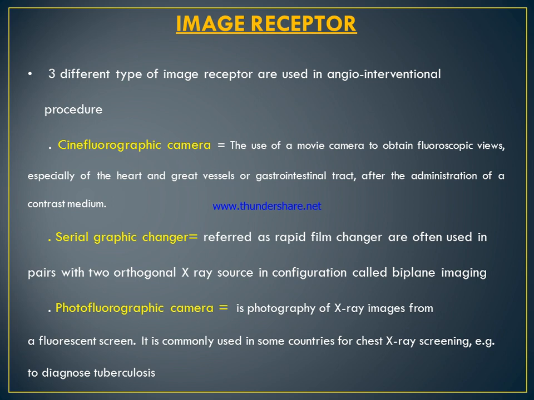Cine fluorographic cameras use a movie camera to obtain fluoroscopic views, especially for the heart and great vessels or the GIT after administration of contrast media. In the serial graphic changer, we use a rapid film changer, which is often used in a pair of 2 orthogonal X-ray sources in a configuration called biplane imaging. A photofluorographic camera takes a photograph of X-ray images from the fluorescent screen. It is commonly used in some countries for chest X-ray screening, like for the diagnosis of tuberculosis.